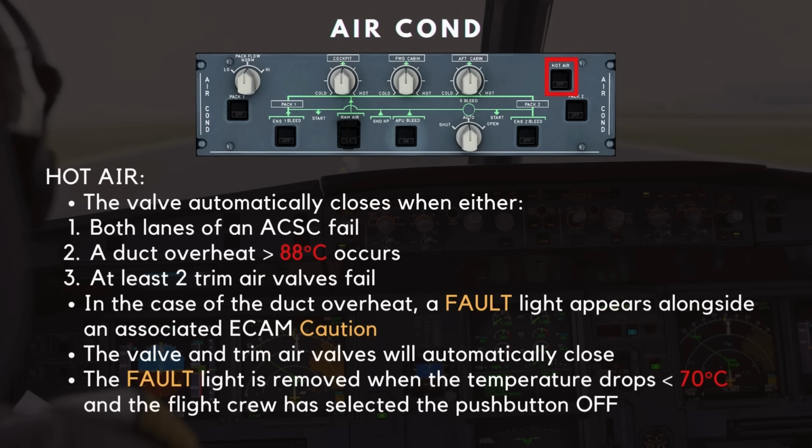In the case of a duct overheat, an amber fault light appears alongside an associated ECAM caution. The valve and trim air valves will automatically close in this case. The fault light is removed when the temperature drops below 70 degrees Celsius and the flight crew has selected the push button off.